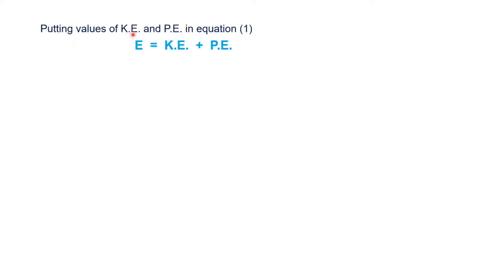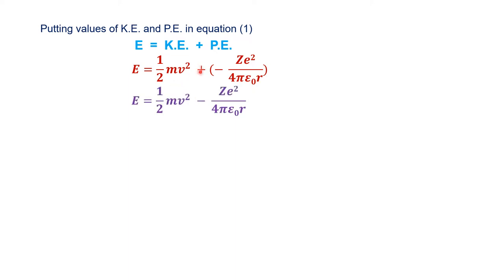Now putting the value of kinetic energy and potential energy in the formula, that is, energy is equal to kinetic energy plus potential energy. Kinetic energy has the formula half mv square plus potential energy has the formula minus Ze square divided by 4 pi epsilon naught r. Now here the plus and minus will result in minus, so the formula is half mv square minus Ze square divided by 4 pi epsilon naught r.